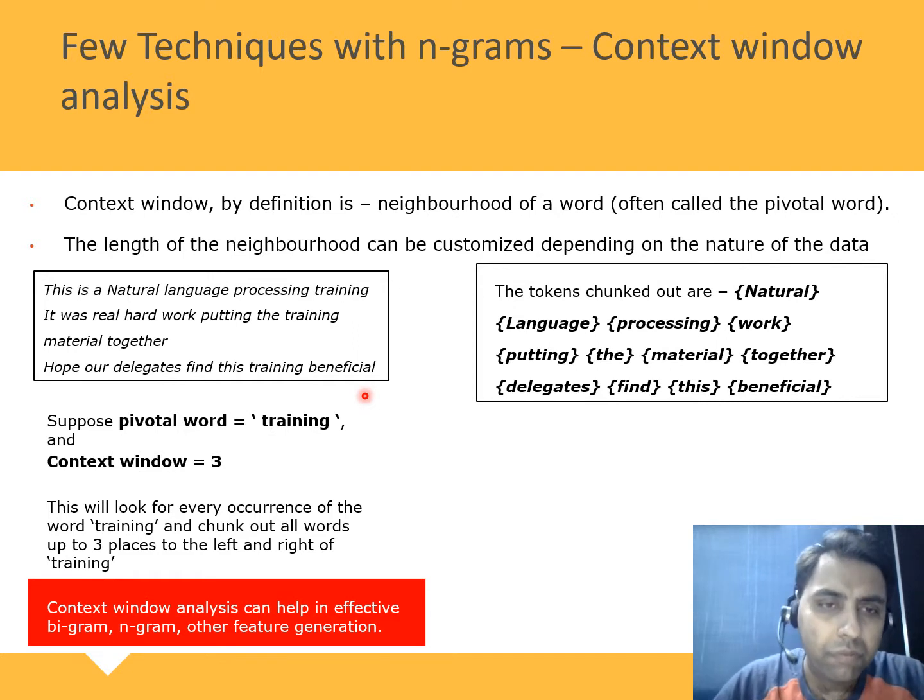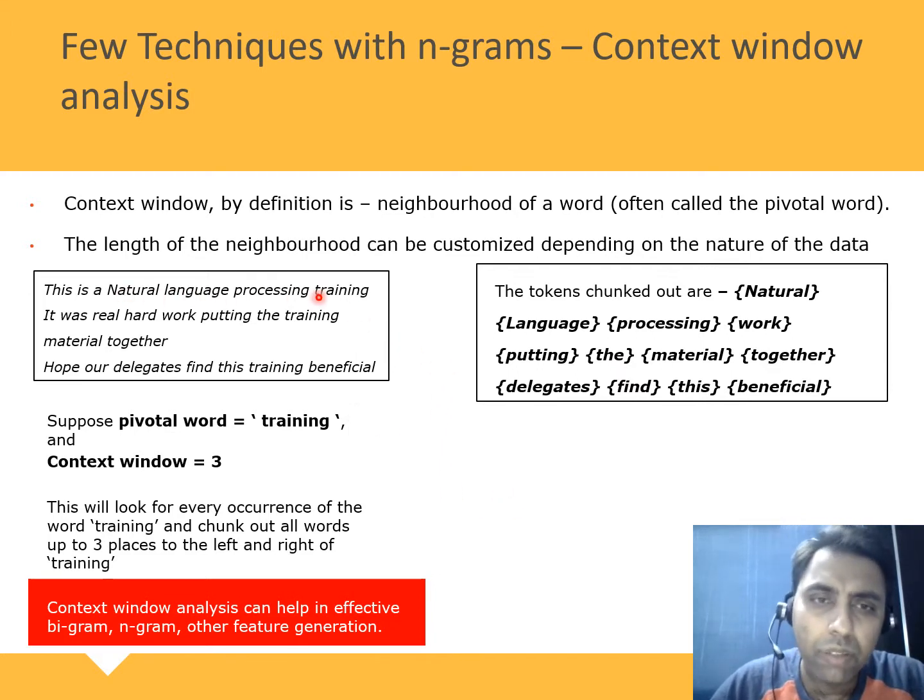Now here I have three sentences, and let's say I select the pivotal word to be training, and I select my context window to be 3. So wherever the word training appears, I want to go 3 words to the left of that and 3 words to the right of that and chunk out all those words into my sample. Essentially I'm doing a sampling here.